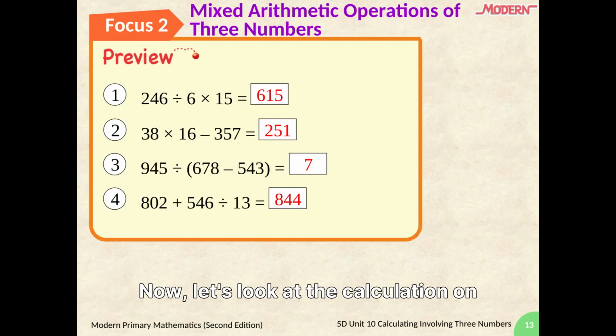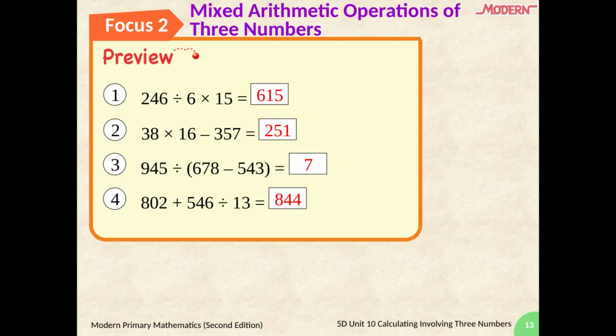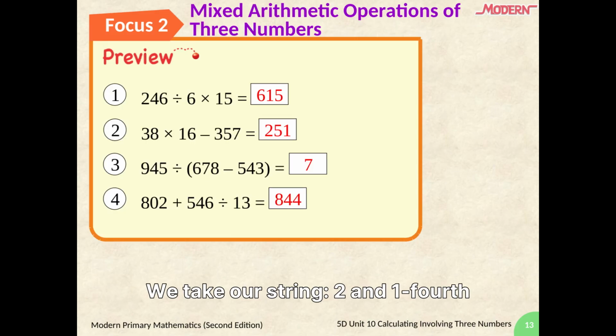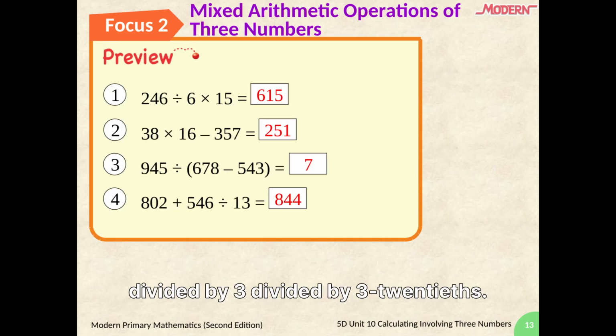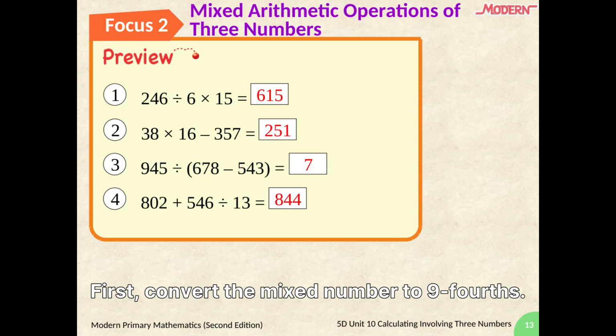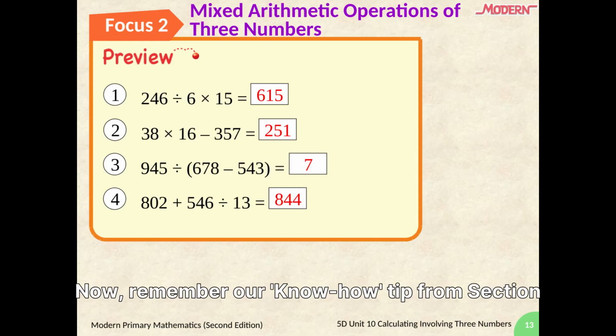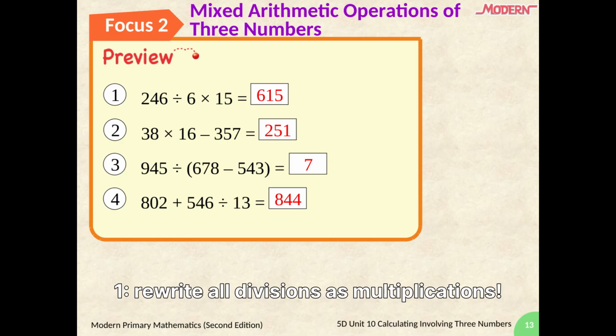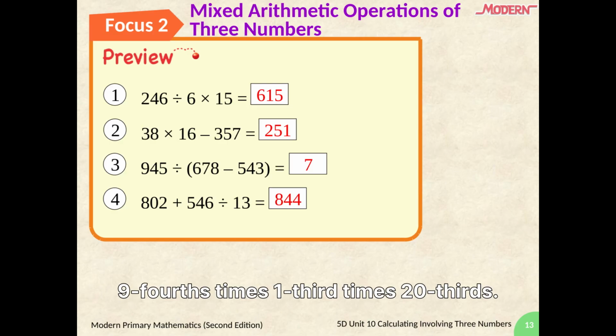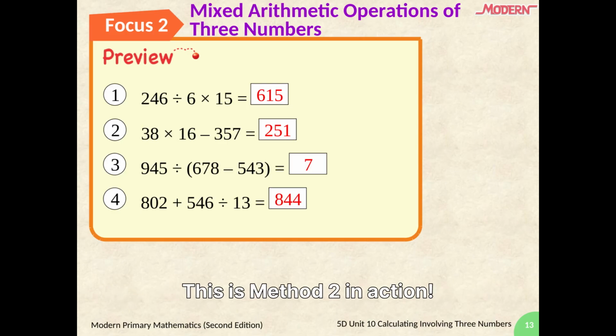Now let's look at the calculation on page 29. We take our string, 2 and 1/4 divided by 3 divided by 3/20. First, convert the mixed number to 9/4. Now, remember our know-how tip from section 1. Rewrite all divisions as multiplications. 9/4 times 1/3 times 20/3. This is method 2 in action.